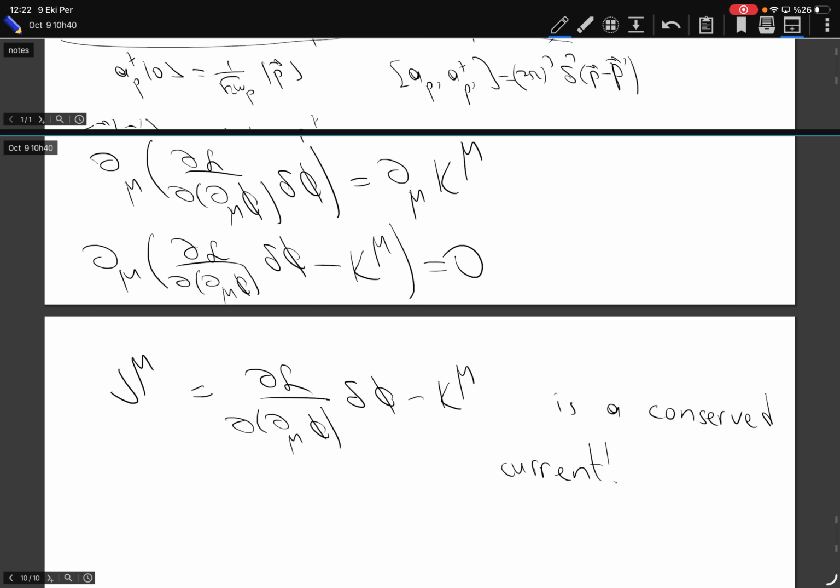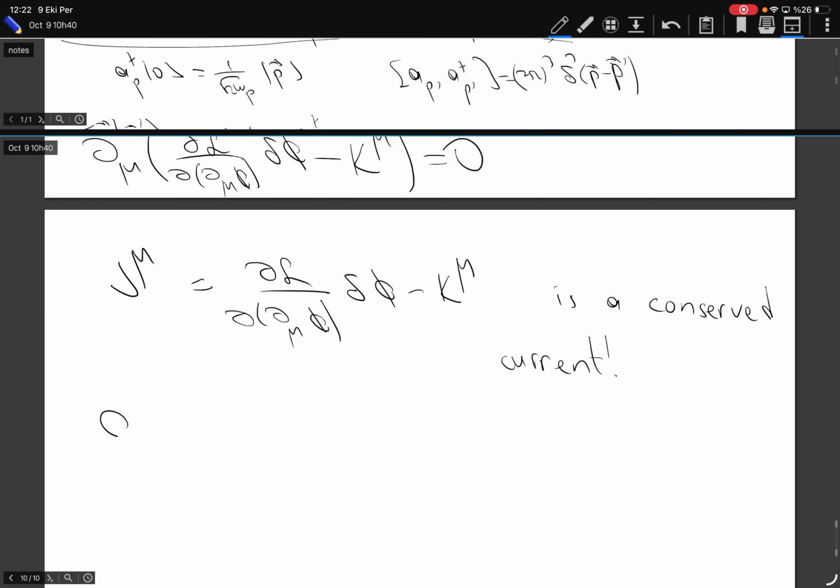Now, what do I mean by conserved? I can define the corresponding charge. The charge is named in the general sense. It doesn't have to be electric charge. It's some kind of a charge, which is defined as the integral of the zeroth component.